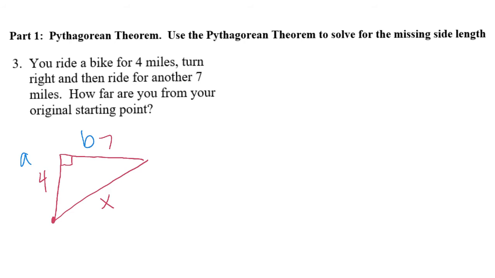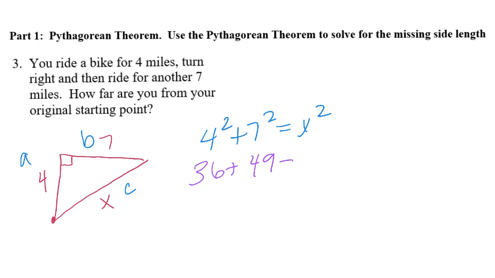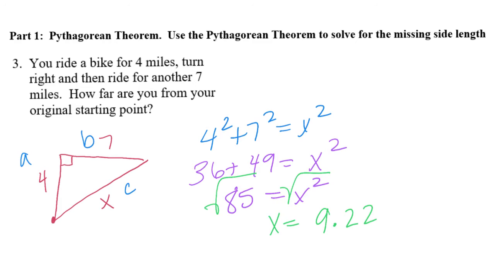So we have A, we have B, we do not have C. So 4 squared plus 7 squared equals x squared. 4 squared is 16. 7 squared is 49. We don't know x squared. 16 plus 49 is 65. And then we square root both sides to get x by itself. And we're going to round this to 2 decimals. So it's going to be 9.22 because the 9 makes the 1 go up to a 2.